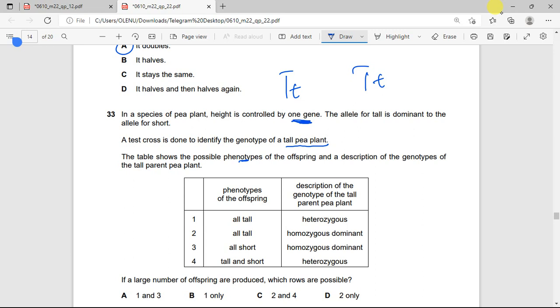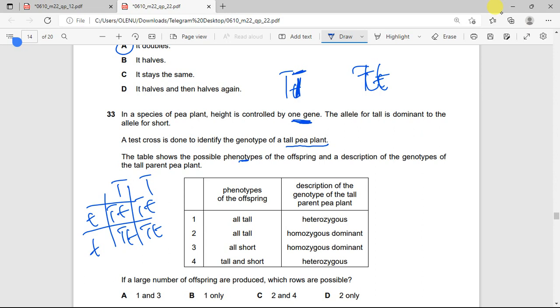In a species of pea plant, height is controlled by one gene. The allele for tall is dominant to the allele for short. A test is done to identify the genotype of a tall pea plant. So you crossbreed it. Let's say we crossbreed with short plants first. If you do your Punnett square, you expect all the offspring to be capital T, small t. So they are all tall in terms of their phenotype. Offspring are all tall.